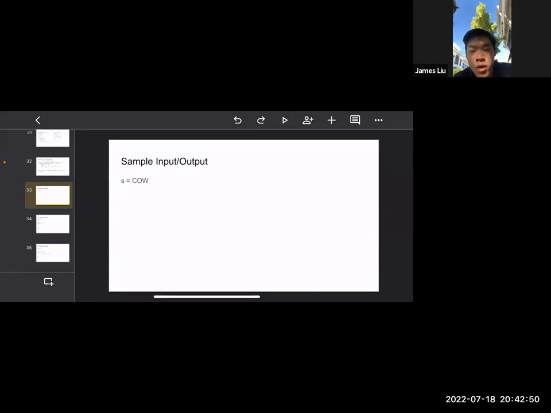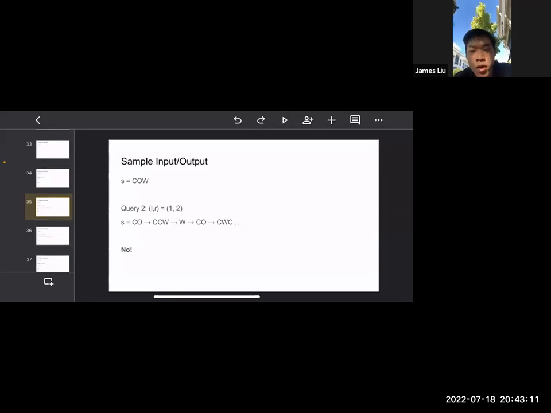So let's take a sample input. S is equal to the string COW. The first query is from 1 to 1. For 1 to 1, S will be C, and since it's a C, we return yes.